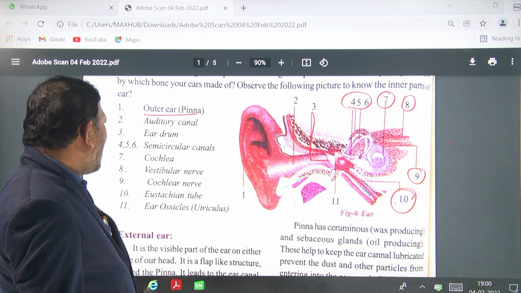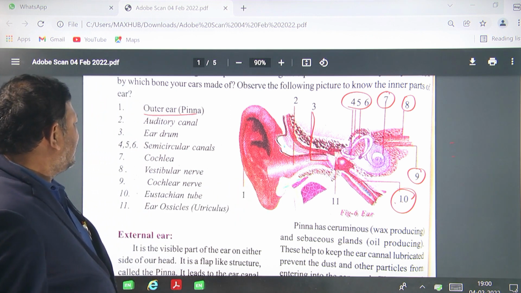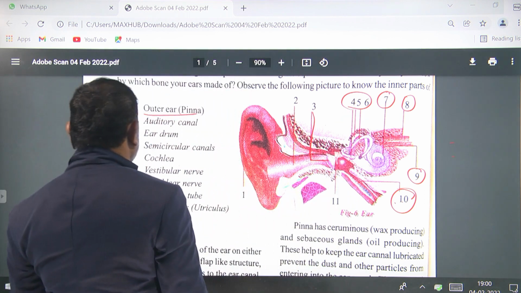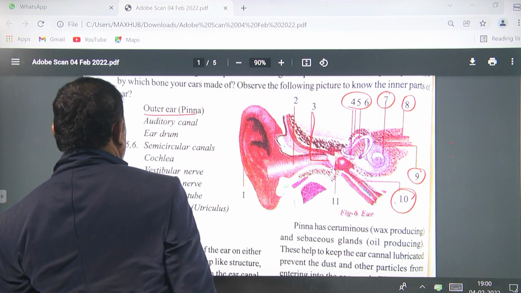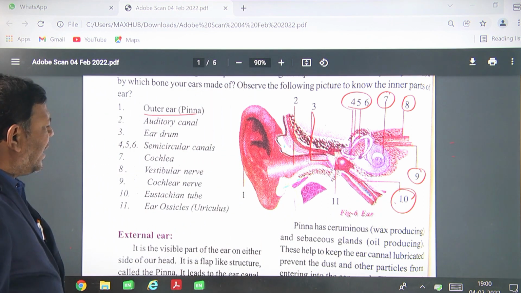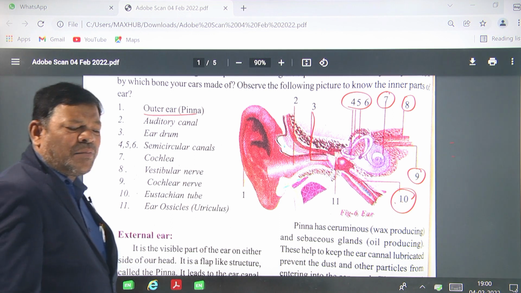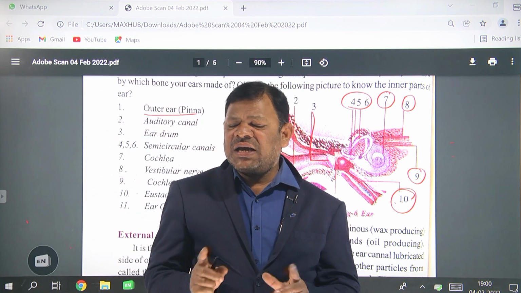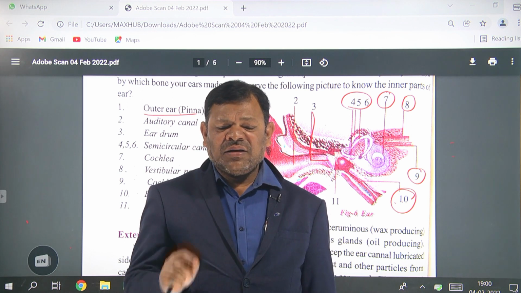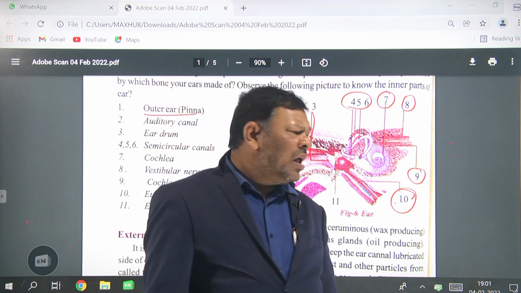Outer ear or external ear or pinna, auditory canal, ear drum, semicircular canals, cochlea, vestibular nerve, cochlear nerve, eustachian tube, and utriculus. These are the parts of the ear. Actually, the ear is divided into three parts: the outer ear, middle ear, and inner ear. Shall we go to each and every part? Yes, sir.